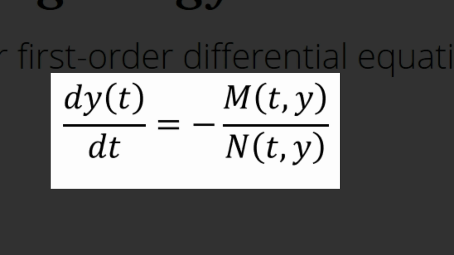Now, we've discussed this before, but you can immediately see that if I took M and N and multiplied them by any function q(t,y), the differential equation doesn't change, because that factor q(t,y) cancels when I calculate the ratio of M over N. And this means that there is a non-uniqueness in the choice of M's and N's.